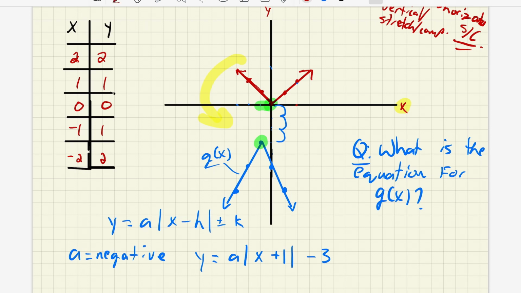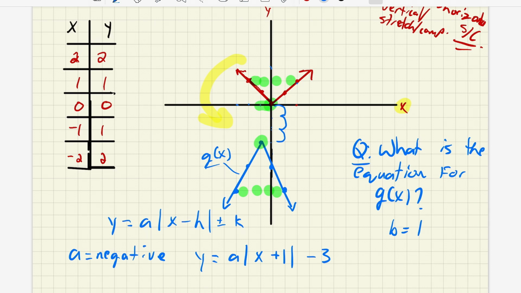Now, for the b, what we can do is count how many squares the original parent function is and compare it to how many squares from point to point the transformed function is. When we look at the parent function, it's 1, 2, 3, 4. If we look at the transformed function, it's also 1, 2, 3, 4. So we know that our b value is going to be 1. We could write that down over here, but really there's not much change to it. Now I have y is equal to a absolute value of x plus 1, minus 3.